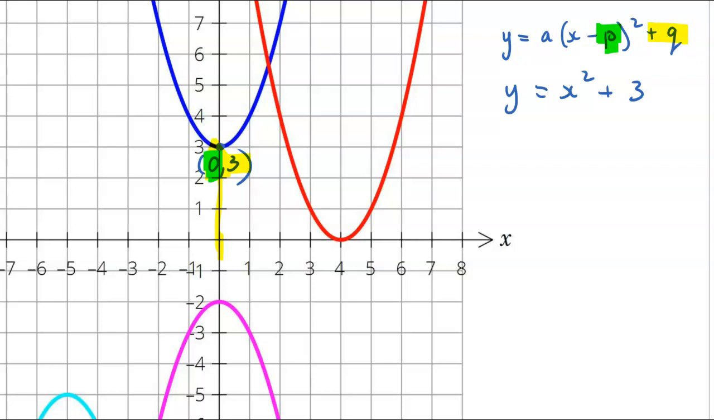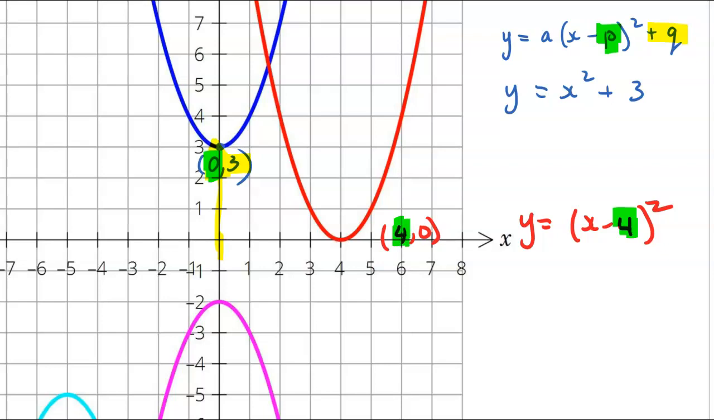So would red be y equals brackets x minus 4 brackets squared? Perfect. So the difference with the red one is the turning point is 4, 0. So we have a horizontal translation, no vertical. So Q is 0, but this time P is 4.